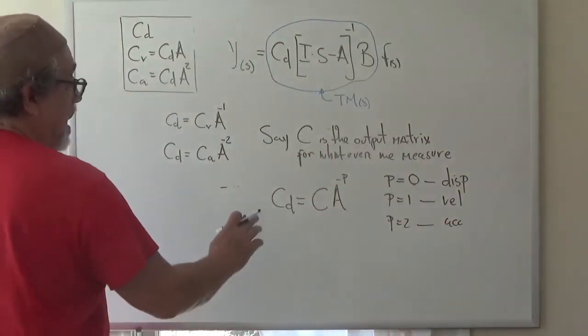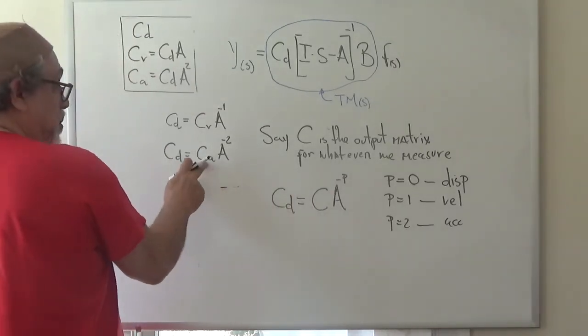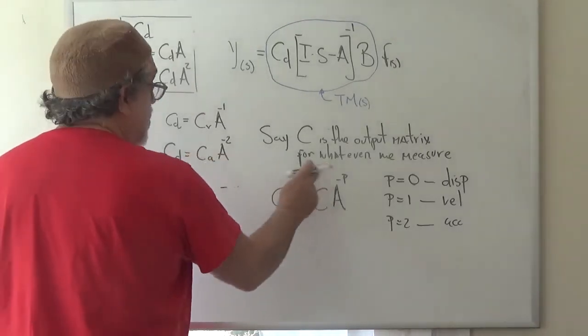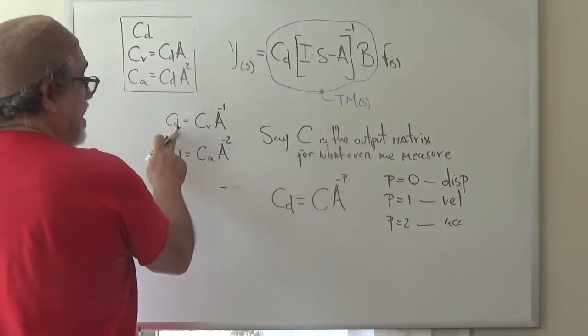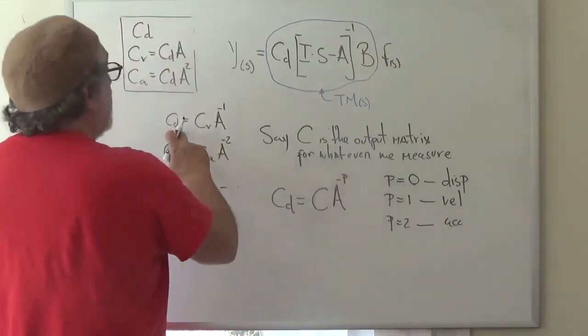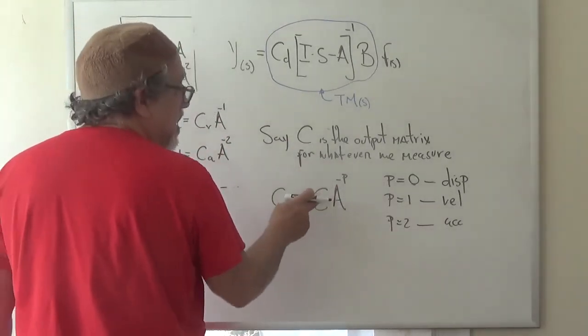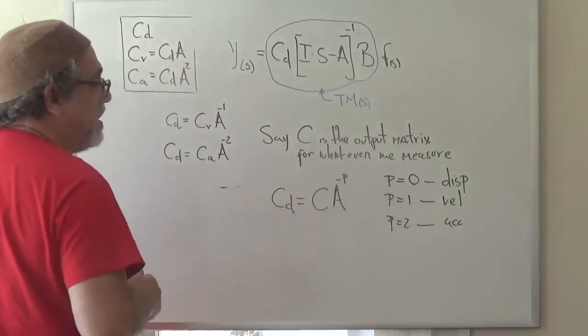Because you can see that if we measure accelerations, CD would just be the C that we measured, which was CA, times A to the minus 2. Had we measured velocities, the CD would have been whatever we measured, A to the minus 1. And if we had measured displacements themselves, then C would have been the displacement, and this would have been A to the 0, which is the identity.